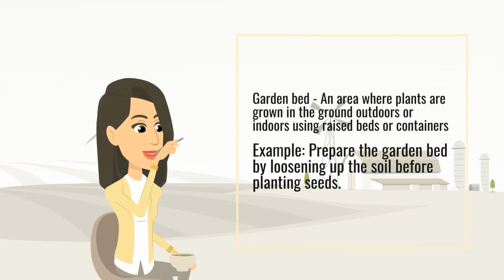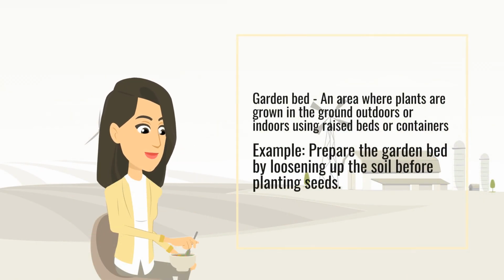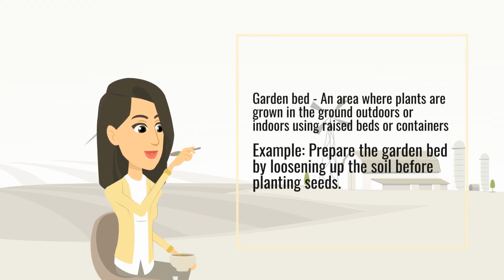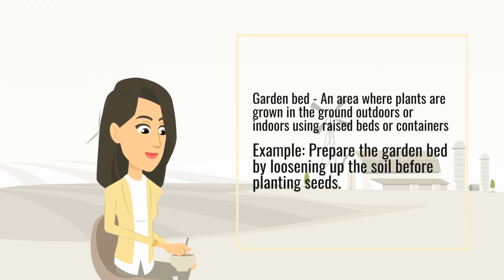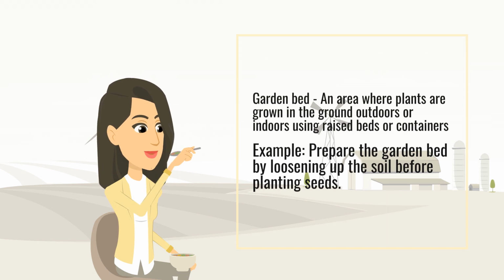Garden bed, an area where plants are grown in the ground outdoors or indoors using raised beds or containers. Example, prepare the garden bed by loosening up the soil before planting seeds.